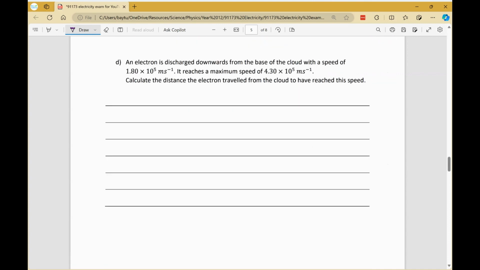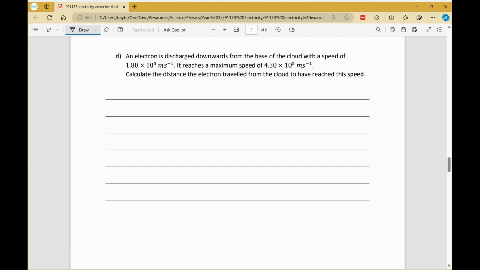Okay, on to part D, the last part of this question. An electron is discharged downwards from the base of the cloud with a speed of 1.80 times 10 to the power of 5 meters per second. It reaches a maximum speed of 4.30 times 10 to the power of 5 meters per second. Calculate the distance the electron traveled from the ground to have reached this speed.